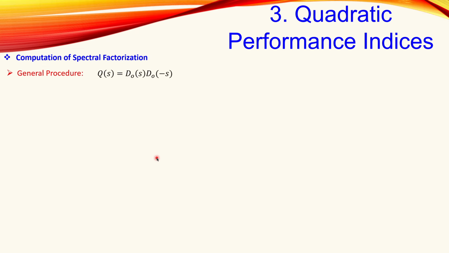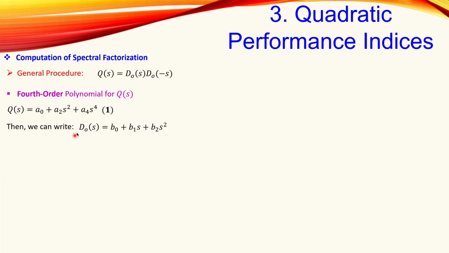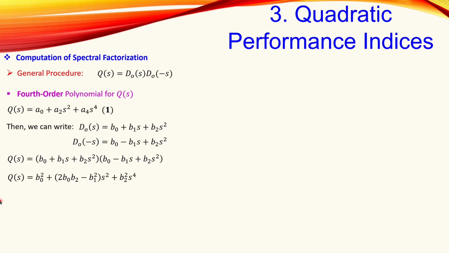But we can also make the procedure even more general, not only for the 4th order, also for the 6th order, etc. So let's also look at that. The 4th order polynomial for Q is given by this: a0 plus a2 s squared plus a4 s to the power 4. This is our equation number 1. Then we can write the Hurwitz polynomial for this case as a 2nd order general expression, and also for the minus s. Now let's again multiply these two. This is then a general expression. Now what you see is the following.